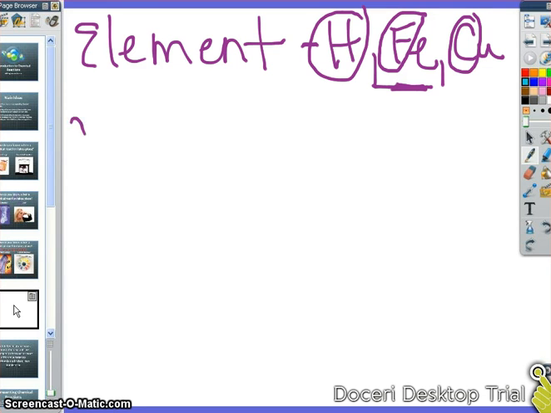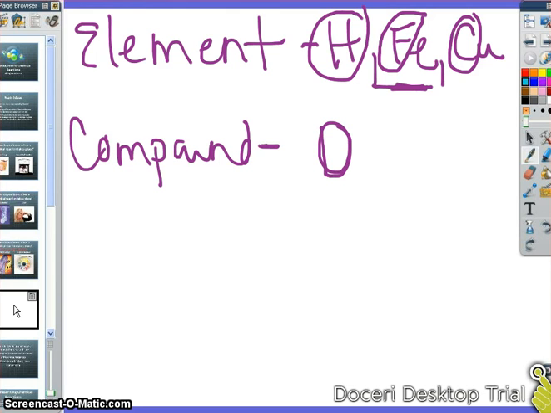A compound is when we put two or more elements together. So write that down. A compound is when we put two or more elements together. So for instance, this is a compound because we have two oxygens. It's not just pure oxygen. It's O2, which is the oxygen that we breathe. So there's different types of oxygen.